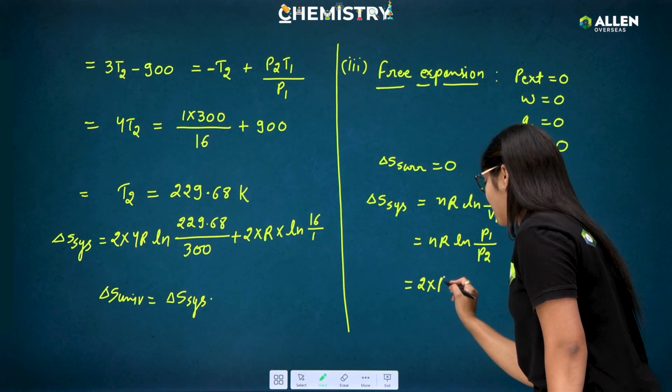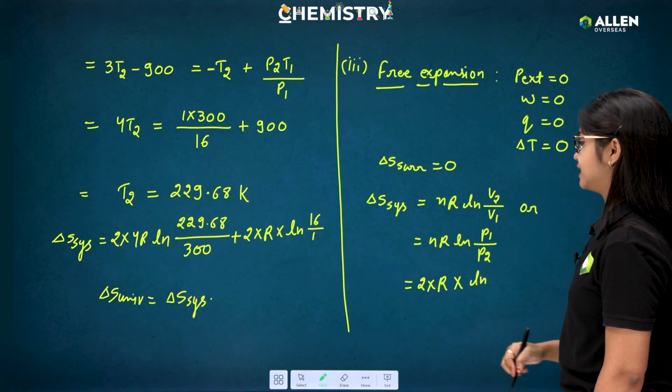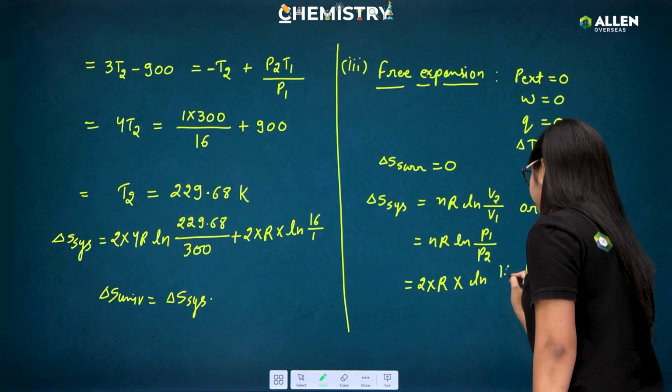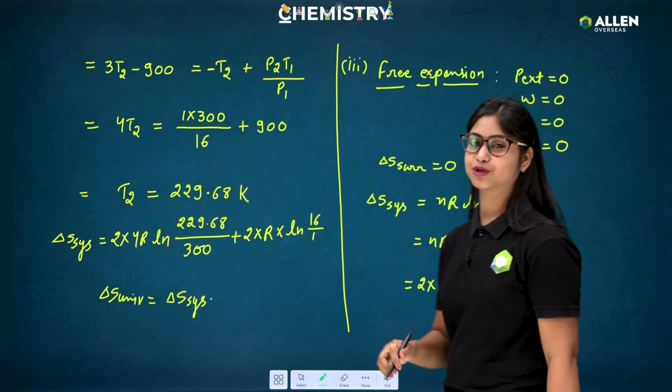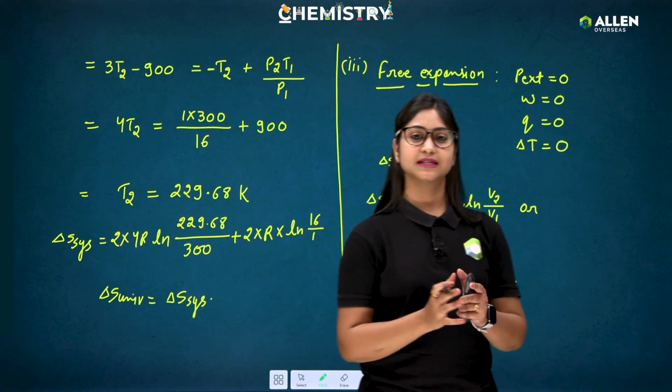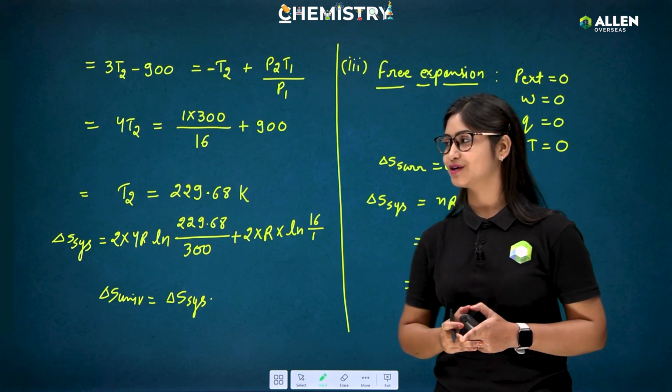Moles are 2, R into ln P1 by P2. The initial pressure was 16, final is 1. So now you just have to solve this equation to get your final answer. This is how we can use the formulas of entropy change to solve the numericals.